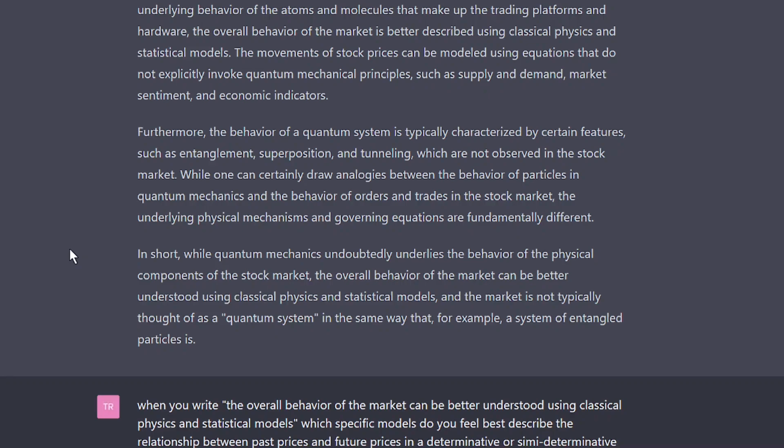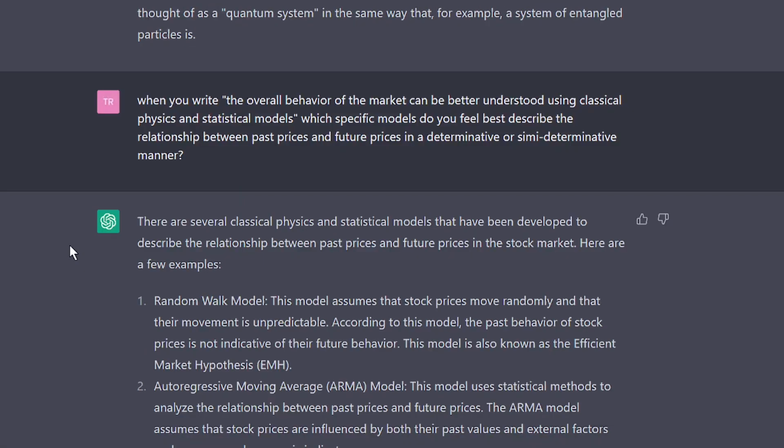In short, quantum mechanics undoubtedly underlies the behavior of physical components of the stock market. The overall behavior of the market can better be understood using classical physics and statistical models. And the market is not typically thought of as a quantum system in the same way that, for example, a system of entangled particles is.